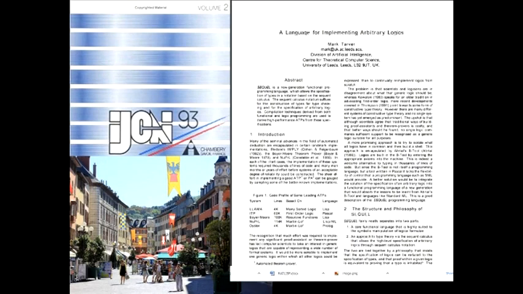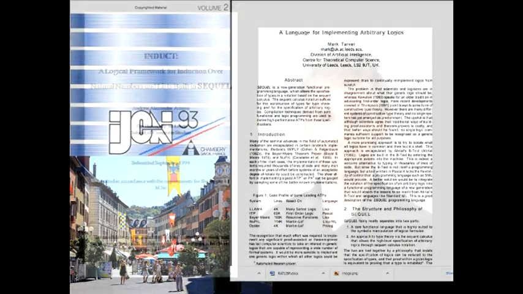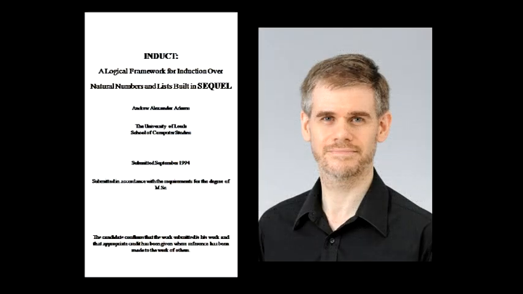It was first presented in 1992 in the 6th International Conference on Symbolic and Logical Computing held in Dakota, and subsequently in 1993 in the International Joint Conference on Artificial Intelligence under the title A Language for Implementing Arbitrary Logics. IJCAI was and is a major international event which attracts thousands of scientists. The language was used by Andrew Adams in 1994 to code a type-secure version in Lisp of the Boyer-Moore theorem prover in 6,000 lines, a feat which earned him a distinction to his MSc.